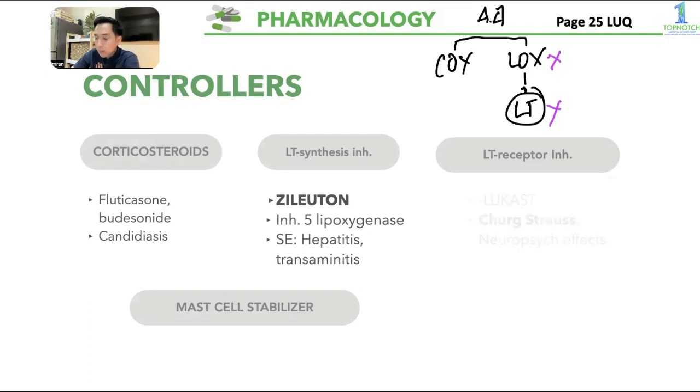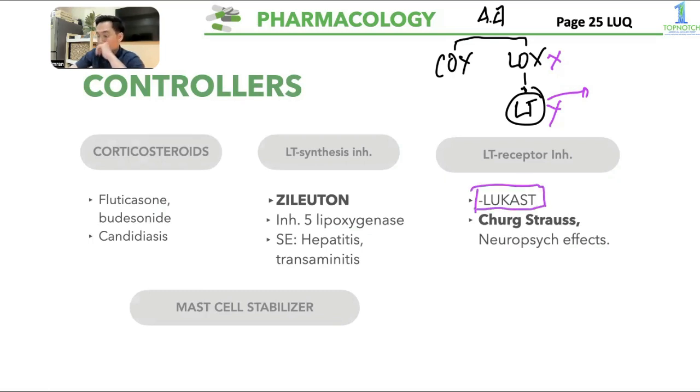Yung Zileuton natin. Next, syempre, kung si leukotriene na-form siya, pwede mong inhibit ngayon yung pagdikit niya dun sa receptor. So, what do you give for that? It's your lukasts, no? Yung mga Montelukast, Zafirlukast, no? And ang use nun, inhibits the binding of leukotriene to the receptor, hence preventing yung irritant reaction nung leukotriene into the lungs. Okay? And one of the side effects of your Montelukast ay yung Churg-Strauss syndrome. Okay?